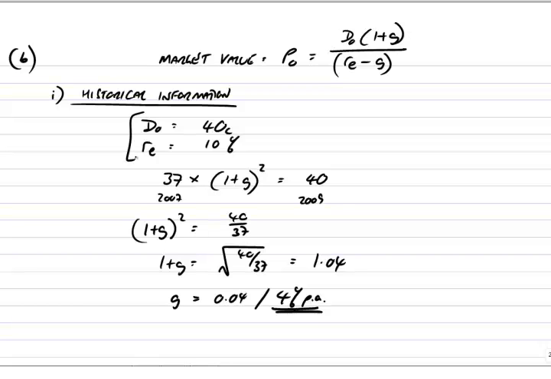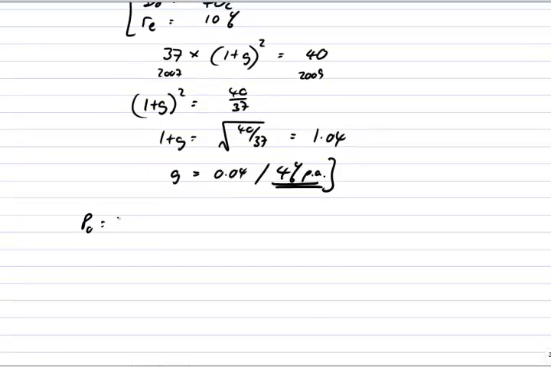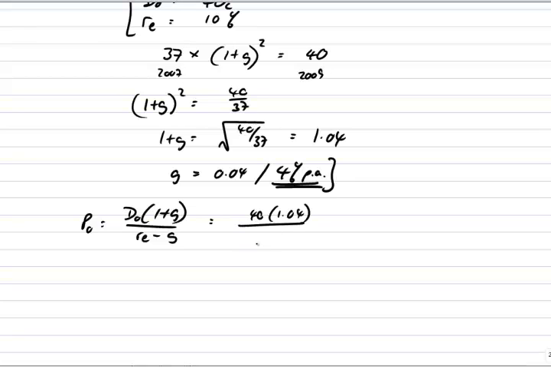So we've got D0 and RE, we know the growth rate, so now we can use the information. P0 = D0(1 + G) over (RE - G). D0 was 40 cents. The growth rate, 0.04. RE, the required return, 0.1. The growth rate, 0.04. And what does it come to? I get 693 cents, or $6.93.